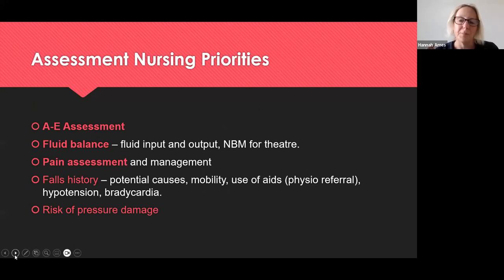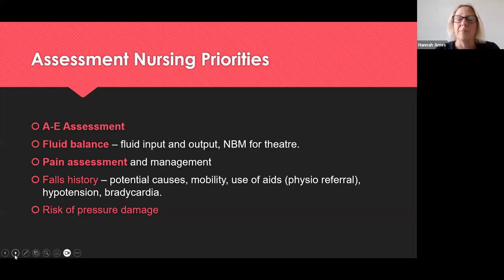So you still need to do your complete A3 assessment, so all the requirements of that. We might be wanting to think about fluid balance as well. This patient might be nil by mouth waiting for theatre, so just thinking about fluid input and output, whether we need any supplemental IV fluids.